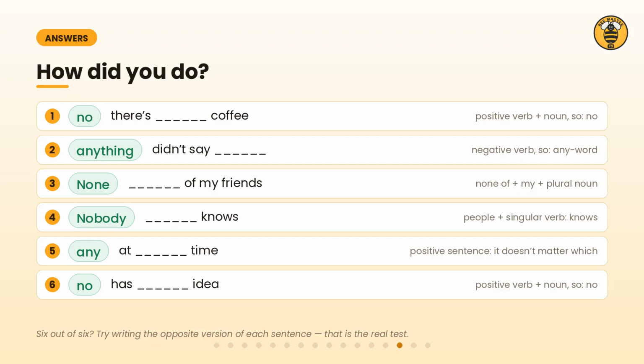Number 6, no. Positive verb, noun after it. He has no idea. If you got all 6, here is a harder challenge. Write every sentence using the other pattern. Turn the no sentences into any sentences and the any sentences into no sentences. That is the real test of whether you own this grammar.